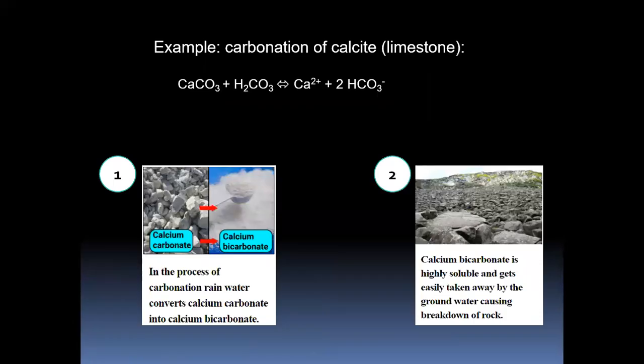it dissolves very fast. I'll give you an example with calcium carbonate. Calcium carbonate is also called limestone. So when the calcium carbonate interacts with the bicarbonate, it forms calcium bicarbonate, and the calcium bicarbonate is highly soluble and can be washed out. And this is what leads to breaking down the rocks.